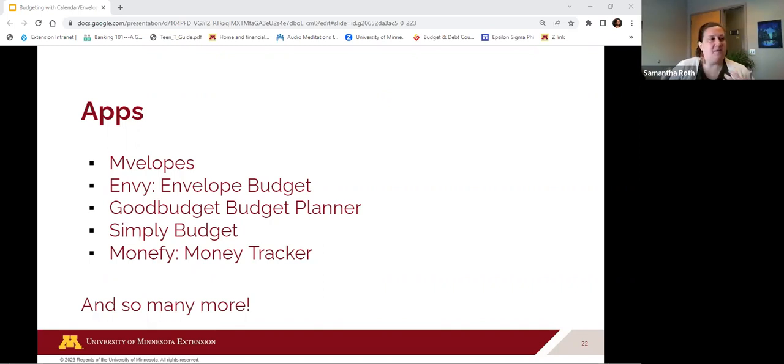Of all the apps, when it comes to the calendar or the envelope system, the envelope system has quite a few apps. So there are a lot of other ones, but these were, like I said, kind of the top rated ones that are available for people as well.